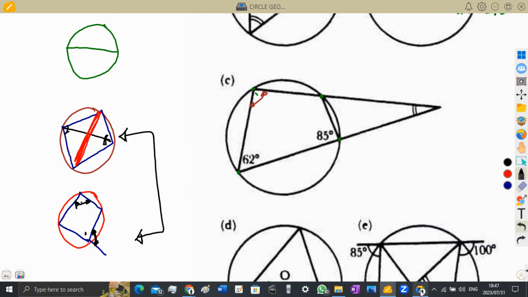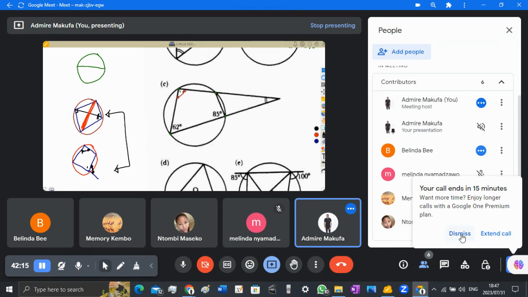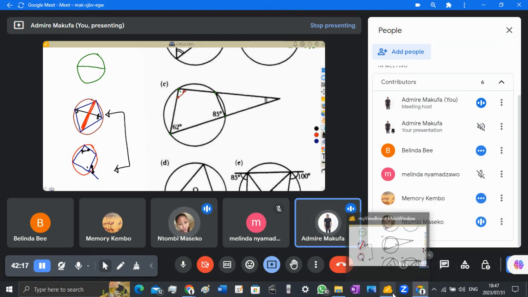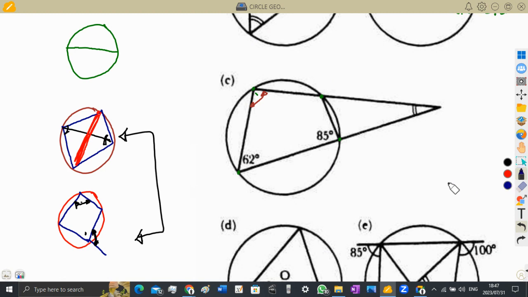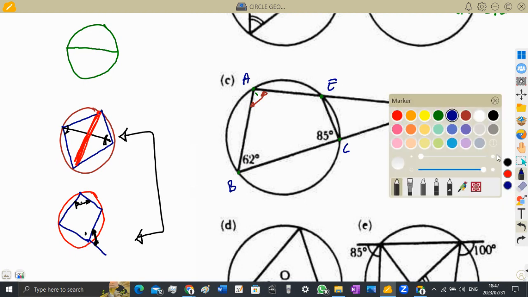So what does it mean? It means 62. 62 is equal to the angle at the top there, at this one. Okay, let me just name my diagram A, B, C, D, E. All right. So 62 will be equal to E.